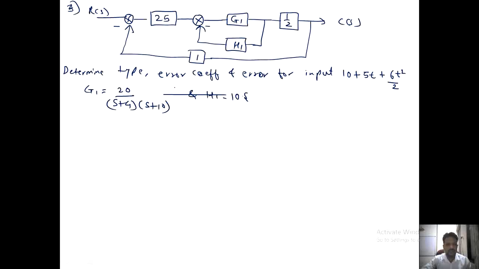So what we want is G of s into H of s. This is our target, this is our standard question actually. If we get G of s into H of s, we'll start with type of system, then error coefficients like Kp, Kv, Ka, and then error value. But we don't have directly the value of G of s and H of s, so we need to solve this block diagram first.